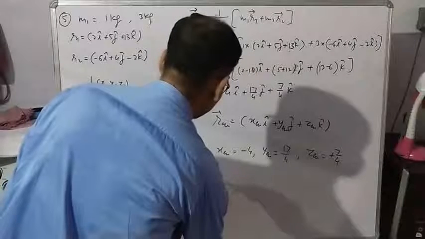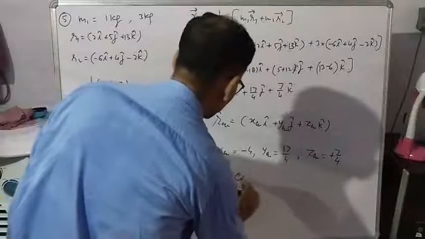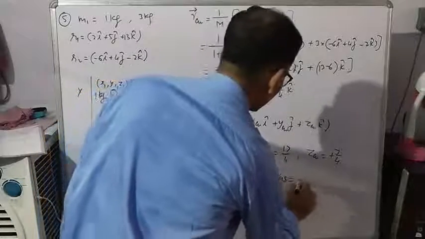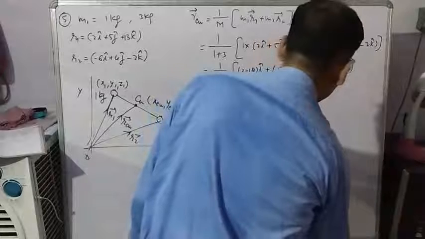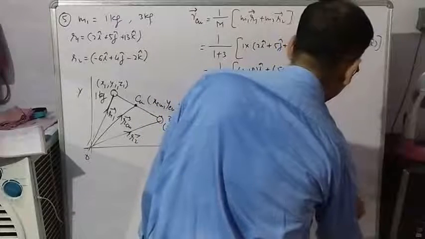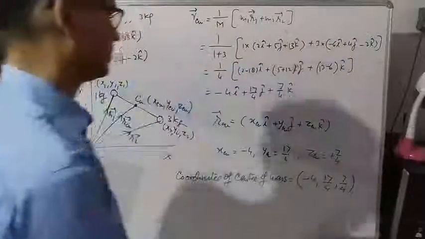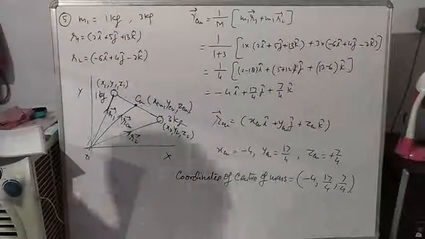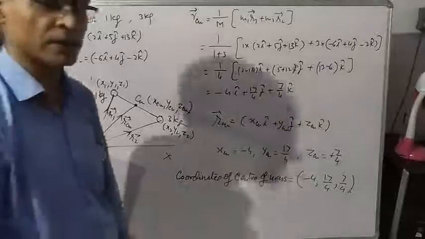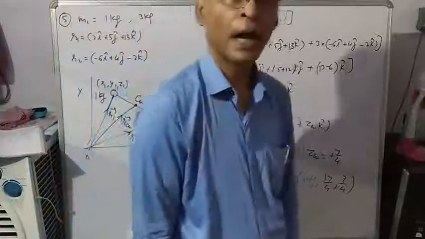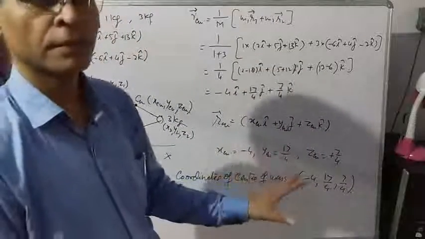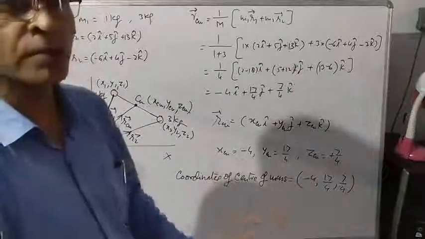So the coordinates of center of mass are -4, 17/4, 7/4. Some more questions are given in your exercise. I suppose you could understand these explanations and hope you will do more questions.